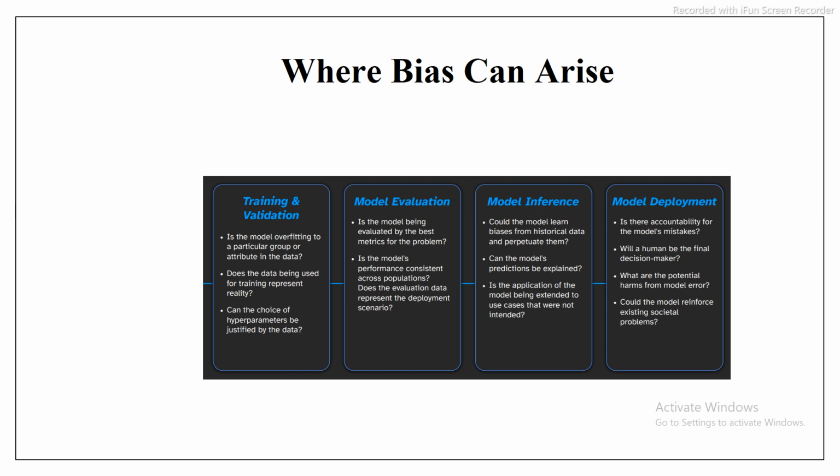Then comes the model deployment. Is there accountability for the model's mistakes? If your model is giving you an incorrect result, who will be accountable for that? Will a human be the final decision maker? Who is taking the decision, whether it's a robot or a human? And what are the potential harms from the model error?